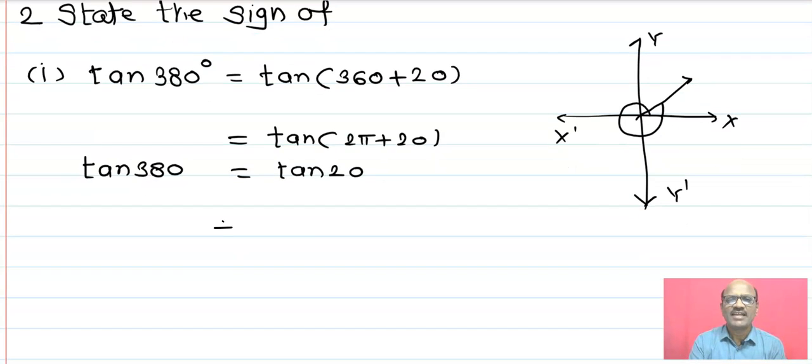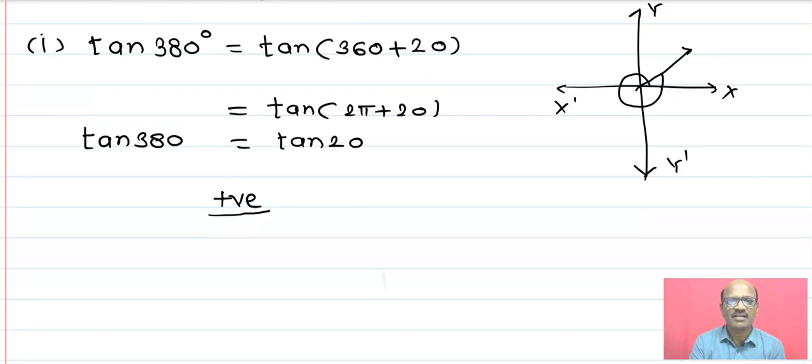Now I had written that it is tan of 2 pi plus 20. Whenever there is an integral multiple of the pi angle, the function remains as it is. Therefore tan of 20 is in the first quadrant and it is positive.